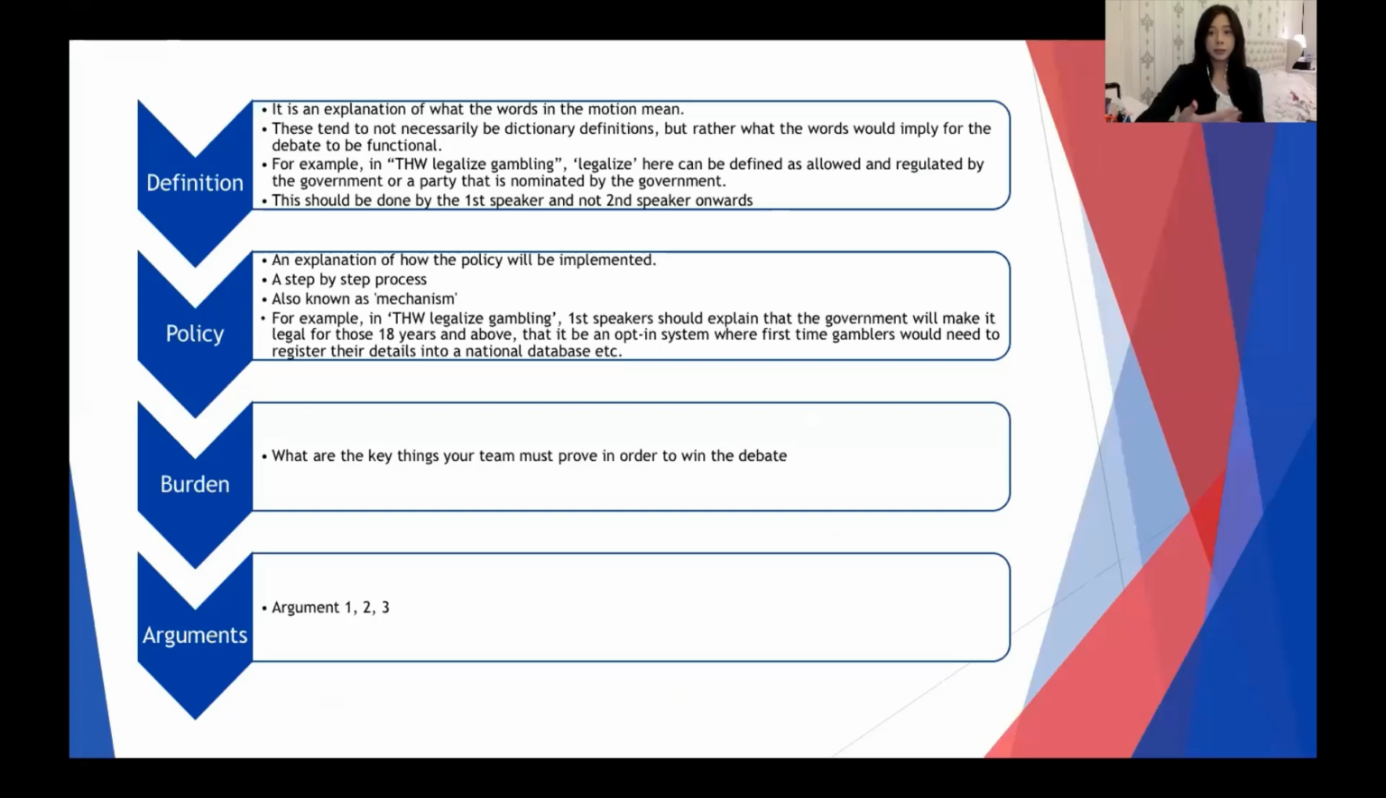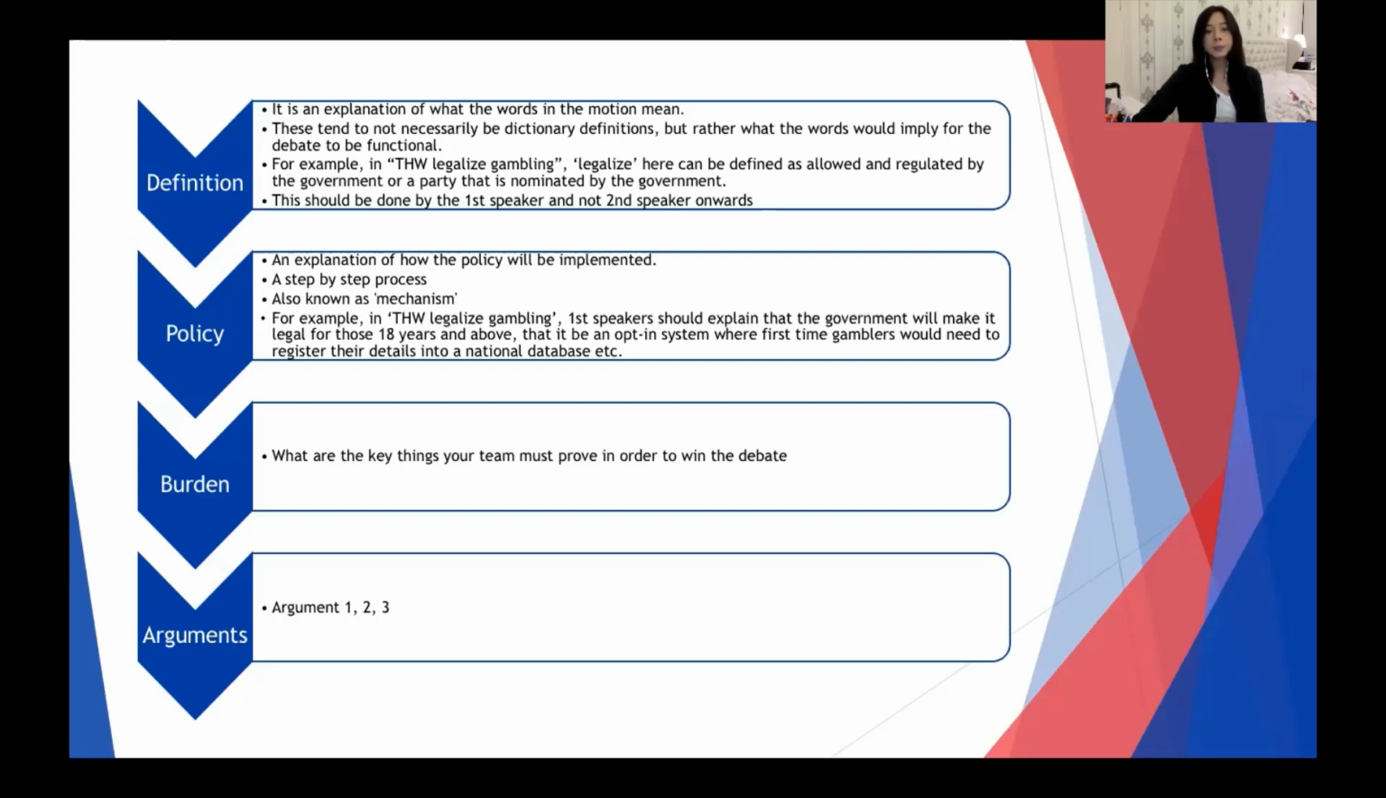What do we mean by definition here? Now, definition is an explanation of what the words in the motion mean, so words in the topic. These tend to not necessarily be dictionary definitions per se, so not our usual conventional understanding of literal definitions of a word, but instead, they are words that would imply for a debate to be more functional.